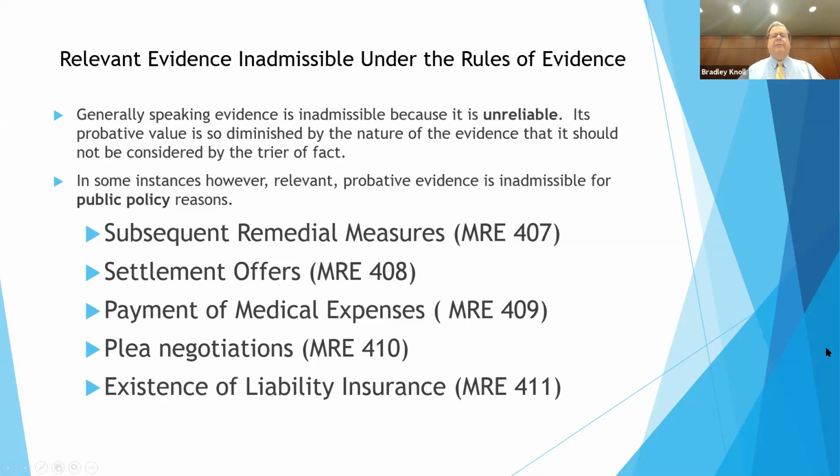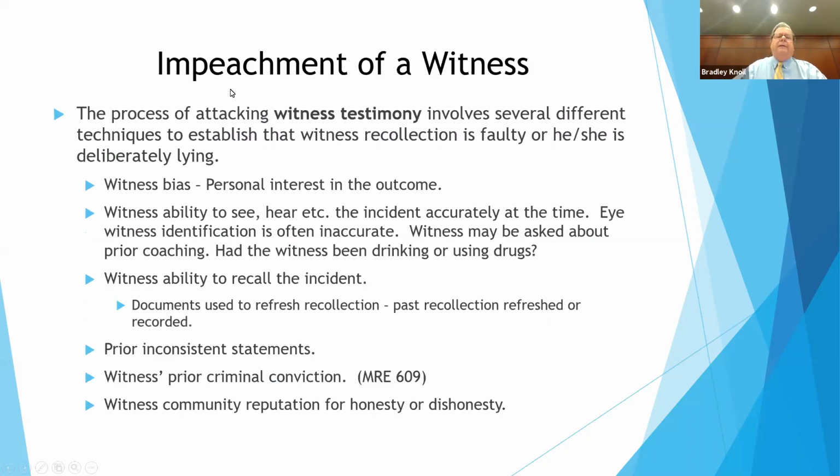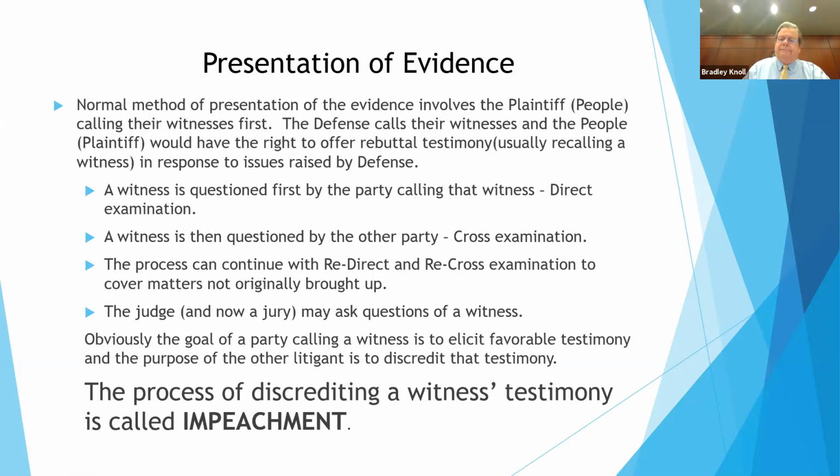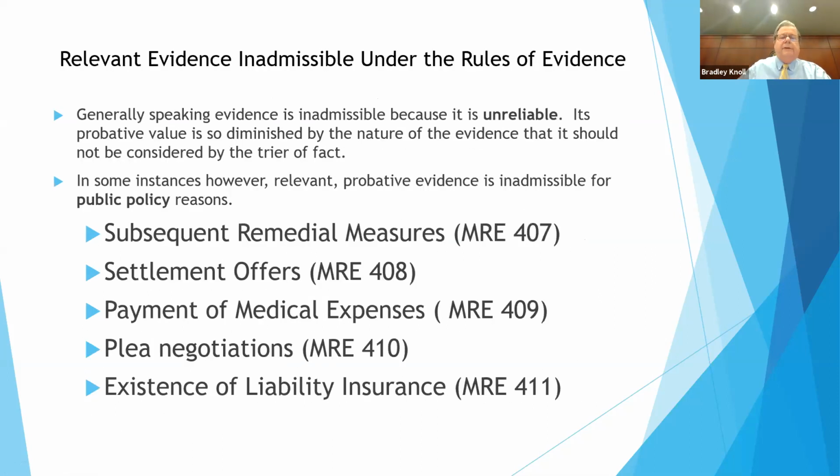And the existence of liability insurance is also inadmissible, probably because the insurance companies don't want you to know that. So if you've got an automobile negligence case and the defendant has liability insurance, or the employer has insurance to cover that crushed arm in the drill press, juries tend to write bigger checks for the plaintiff if they know that it's not the defendant's money, that it's insurance money.